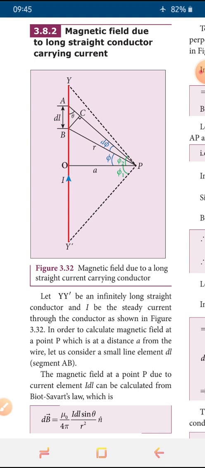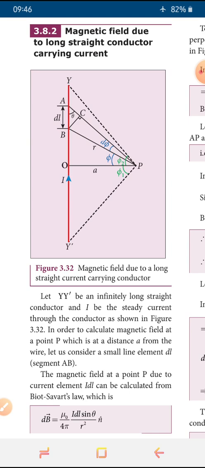The magnetic field is proportional to what? Current, then length of the segment, then the sine of the angle between the length segment and the point P, where we are calculating the magnetic field, then inversely proportional to the square of the distance from the segment to the point P. So these things are defined in Biot-Savart law. So after that, firstly we select a small segment, then we apply it to the total conductor. The same thing is followed in this.